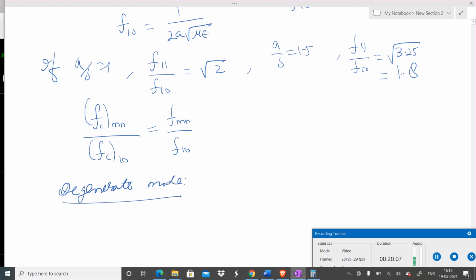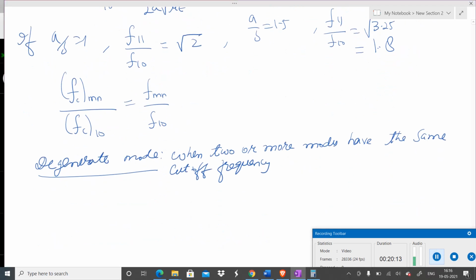Degenerate mode. What does degenerate mode mean? It is when two or more modes have the same cutoff frequency. As an example, TE10 and TE01. We saw that their cutoff frequency f01 was the same as f10. So we call them degenerate modes. You will later study the TM modes, which you will do yourself, because that has the same analysis.